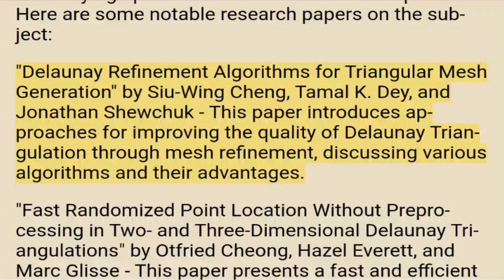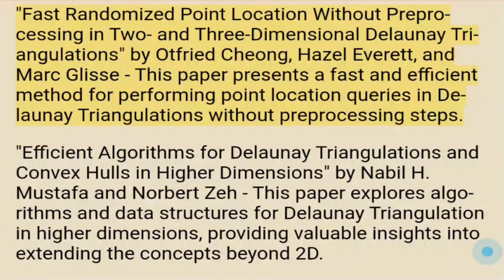algorithms and their advantages. Fast Randomized Point Location Without Preprocessing in Two- and Three-Dimensional Delaunay Triangulations, by Ernst Mücke, Isaac Saias, and Binhai Zhu. This paper presents a fast and efficient method for performing point location queries in Delaunay triangulations without preprocessing steps. Efficient Algorithms for Delaunay Triangulations and Convex Hulls in Higher Dimensions. This paper explores algorithms and data structures for Delaunay triangulation in higher dimensions, providing valuable insights into extending the concepts beyond 2D.